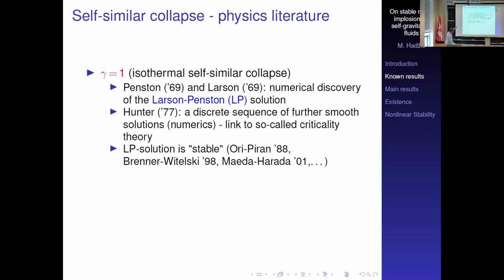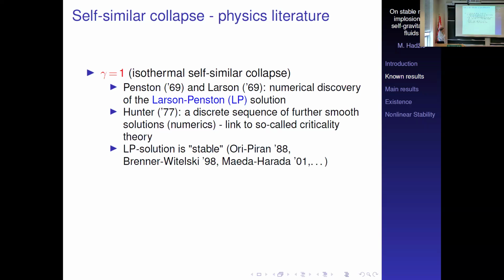So in the late 60s, Penston and Larson, independently, made a big result for the astrophysics community. They discovered numerically self-similar solutions in the case when gamma is 1, the isothermal fluid. These self-similar solutions exactly conform to that picture I mentioned before: you start off smooth, and in finite time, the density blows up. And the blow up is self-similar.